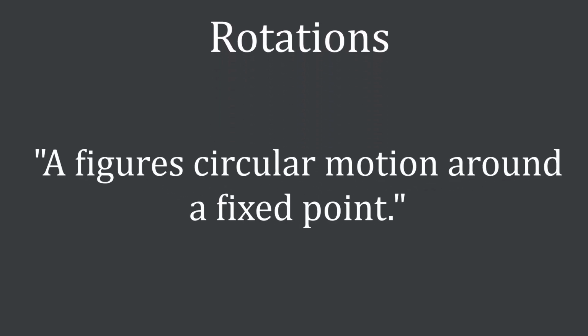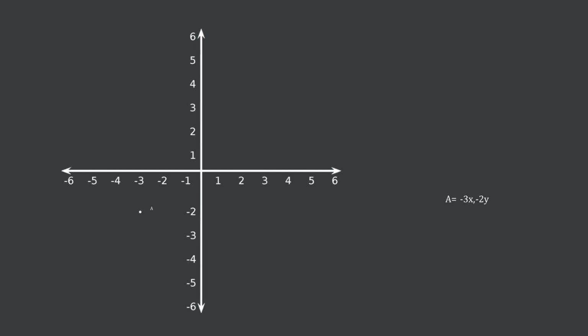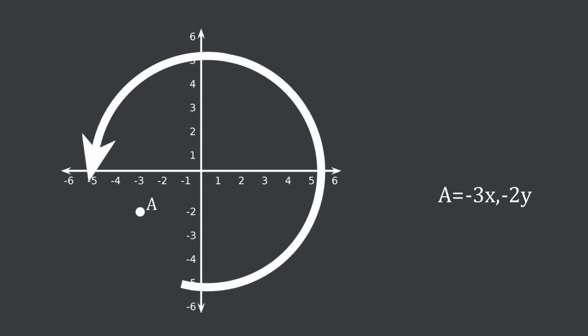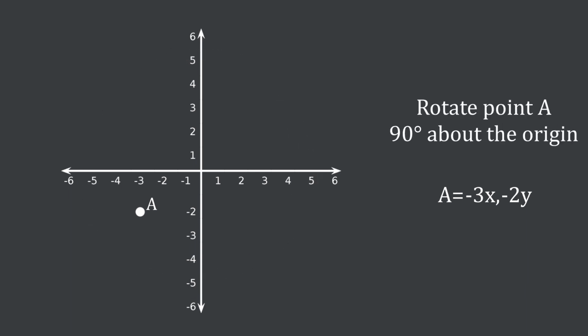Next are rotations. Rotations are a figure's circular motion around a fixed point. Here I will place a point on negative 3x, negative 2y. Here we will assume every rotation is counterclockwise to avoid confusion. Here's a simple problem. Rotate point A 90 degrees about the origin. To find the image, you simply need to swap the x and y of your point and swap the new x's symbol. If you keep doing this, you'll be able to map out 180 degrees, 270 degrees, and 360 degrees.